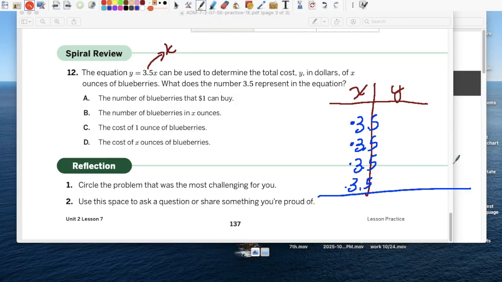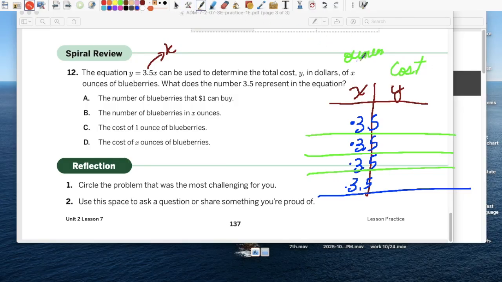I have a table. Now I need some y values. What does this 3.5 represent in the equation? Well, let's get to that in a second. Y is the cost in dollars. And what does X represent? The ounces.